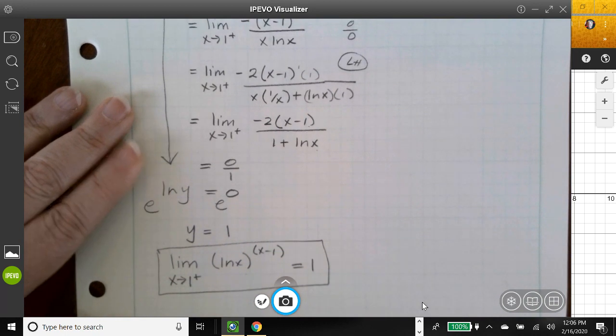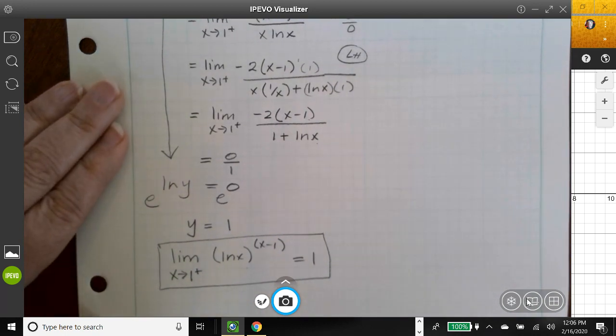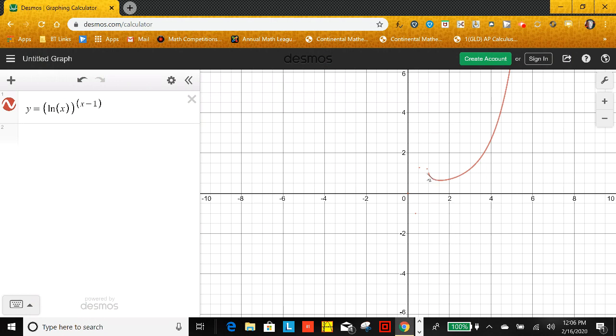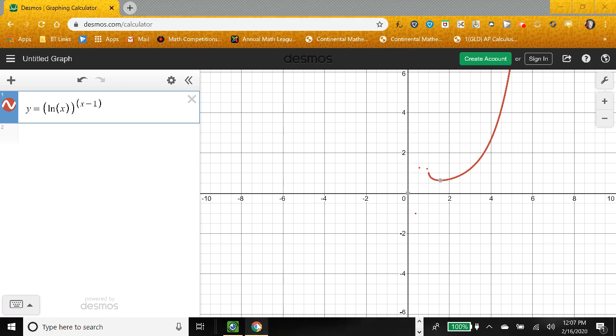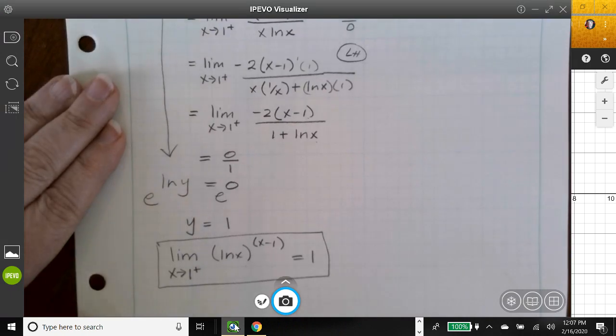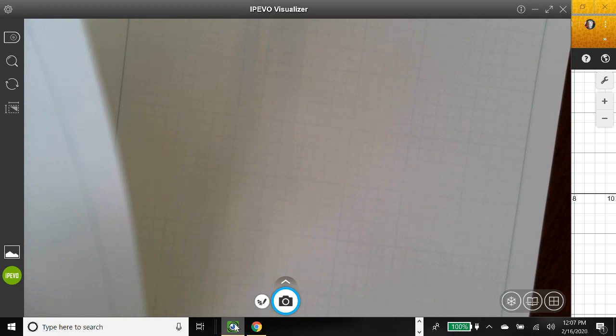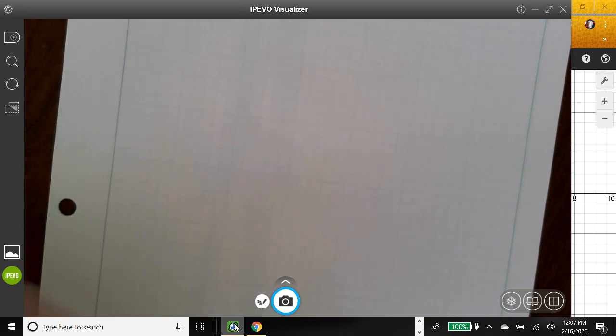And because this was kind of an interesting function, I took the liberty at the beginning, before I started the video, to show you guys that the graph does indeed approach 1. If you look at it from the positive side, it is 1, which is kind of cool. All right, we're getting there. Moving along here. All right, number 15.